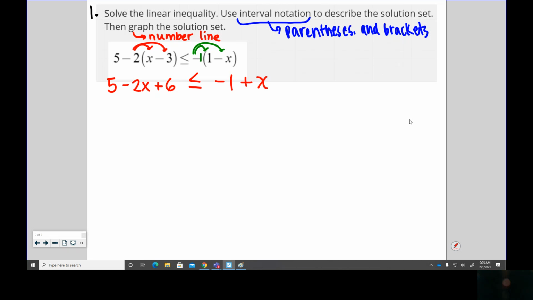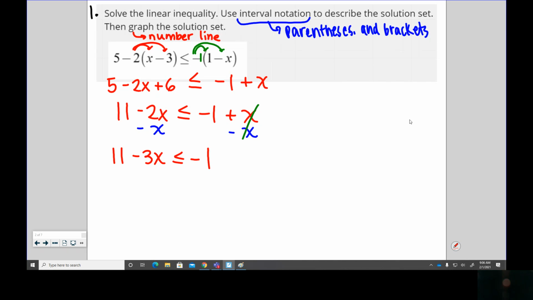So now I'm going to combine like terms on the left-hand side. What are my like terms? 5 and 6, yeah, so that's going to be 11 minus 2x less than or equal to -1 plus x. That side stayed the same. Now we've got everything simplified. Now we can work on moving the x's to the left and all the numbers to the right. So subtract x from both sides. It's going to cancel out right there. Now you probably can do some of this in combined steps. I'm just doing it all separately.